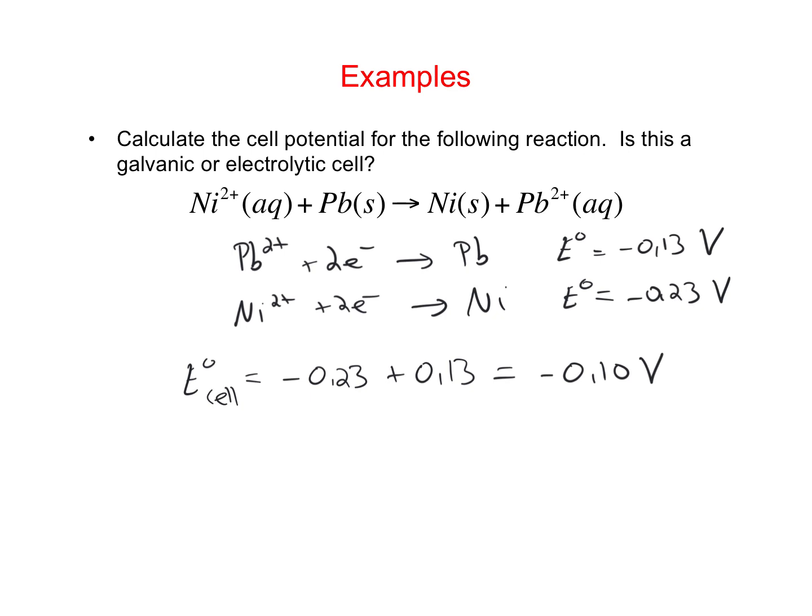And then the final question, is this a galvanic or electrolytic cell? So galvanic cells have a positive E0 and they're spontaneous. Electrolytic cells have a negative E0 and they're not spontaneous. And so in this case, since my E0 is negative, this is a non-spontaneous electrolytic cell.